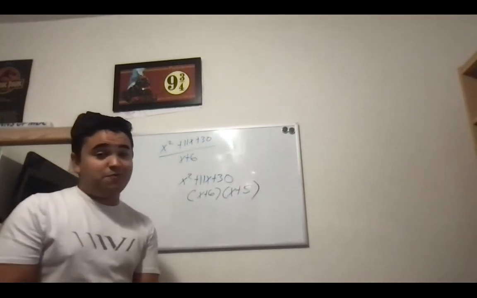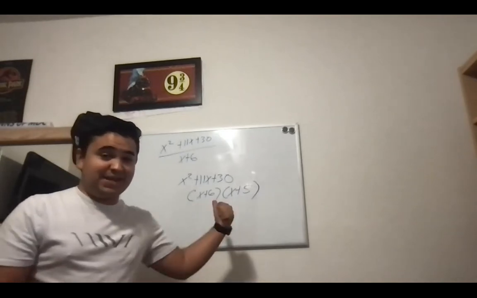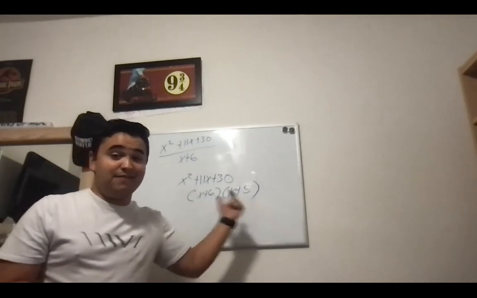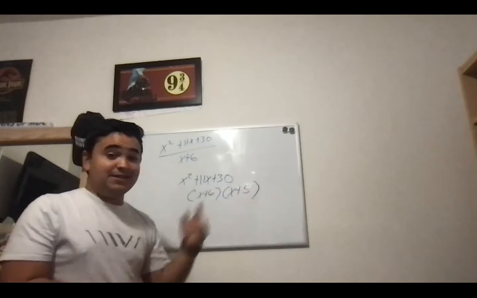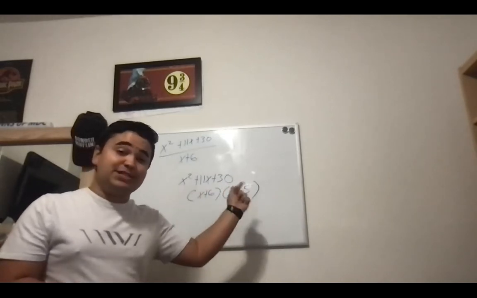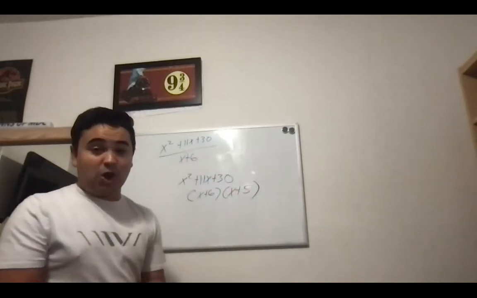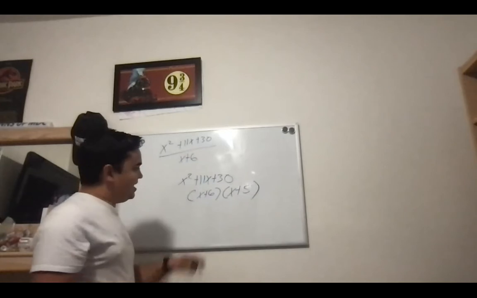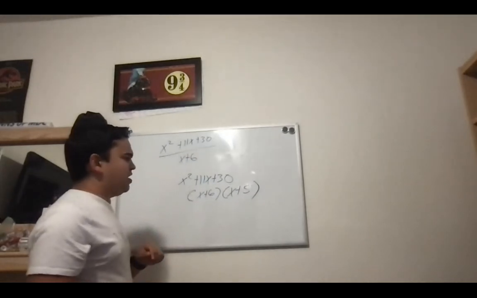You will soon find the right combination. Bingo. X plus 6, x plus 5. Positive 6, positive 5. 6 times 5 is 30, but also 6 plus 5 is 11. But we also notice something.